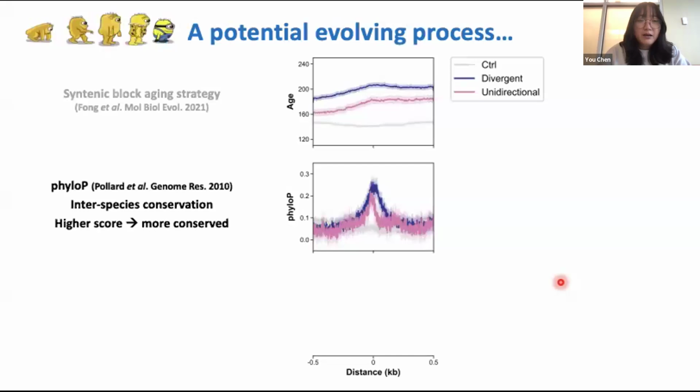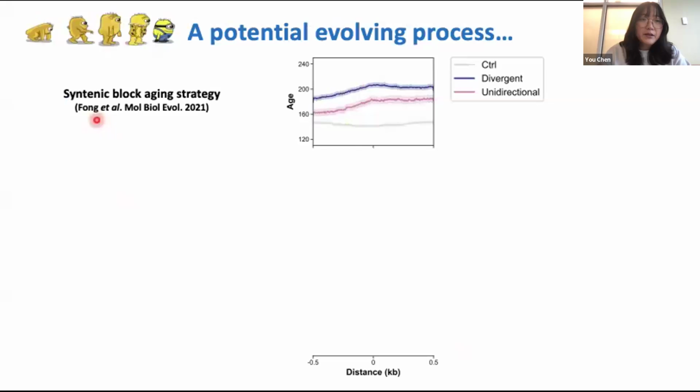We mainly use the strategy described in this paper. Basically, they download the syntenic blocks from the UCSC database. Then you can overlap your element with these blocks, and then you can check the most recent common ancestor for that sequence. Here they further categorized the species into 10 age categories, and each category corresponds to a specific number of millions of years ago. Then we can quantify the age of all these elements and compare these two groups. Great. Thanks so much.